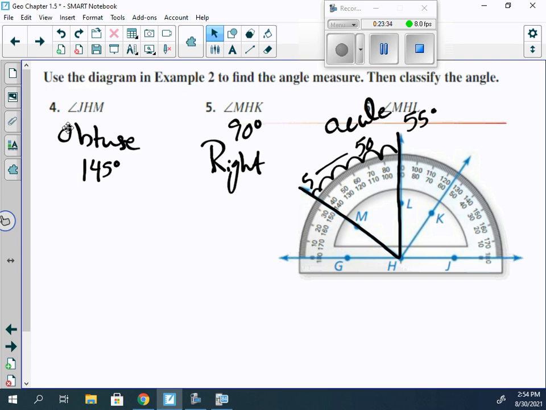A lot of the times, if we were actually measuring this with an actual protractor, I would zero the angle out. I would put one of the zeros and then count that way. Yes? Questions on this here?